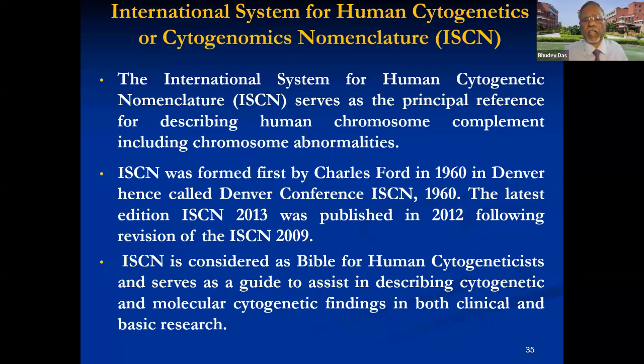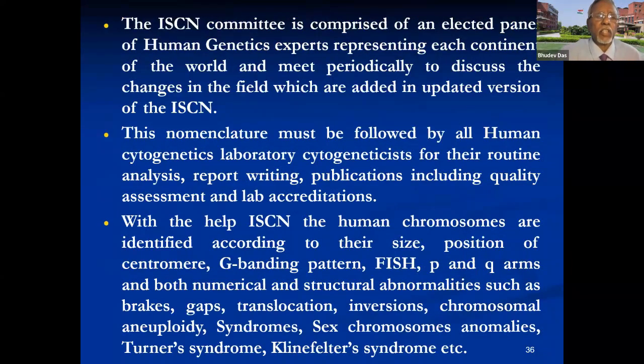The ISCN is considered the Bible of human cytogenetics and serves as a guide to assist in describing or analyzing cytogenetic and molecular cytogenetic defects and abnormalities in clinical cases. The ISCN committee comprises elected experts in human genetics representing each continent of the world, and they meet periodically to discuss changes in the field, which are added and updated in the ISCN. This nomenclature must be followed by all human cytogenetic laboratories and cytogeneticists for routine analysis, report writing, publications, including quality assessment and lab accreditation.